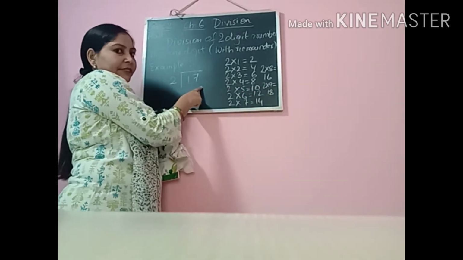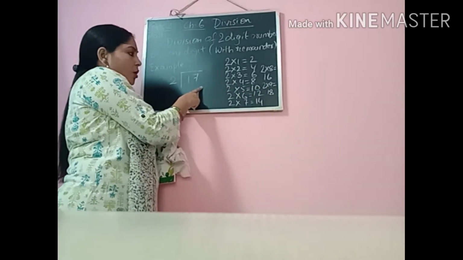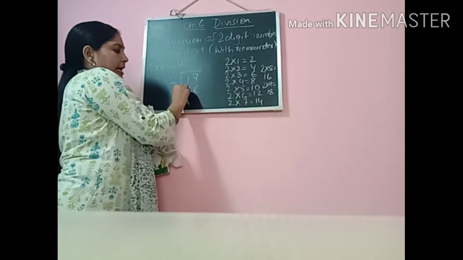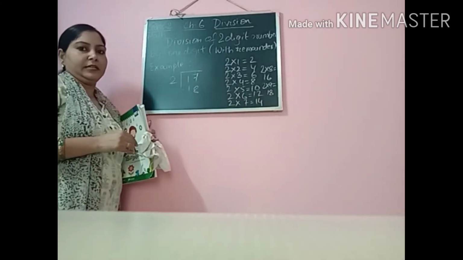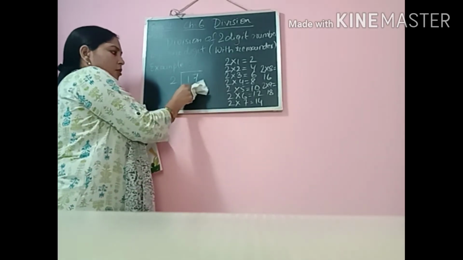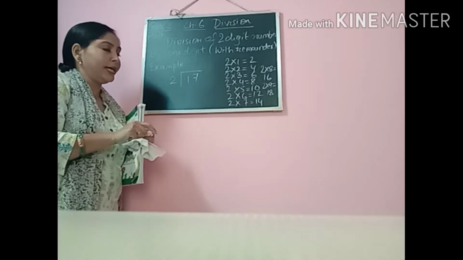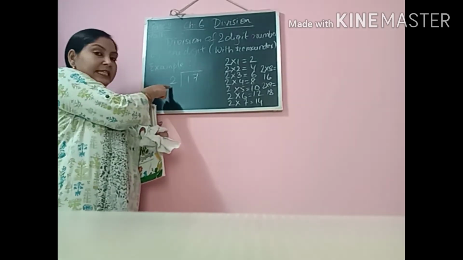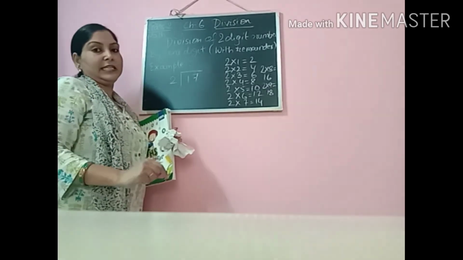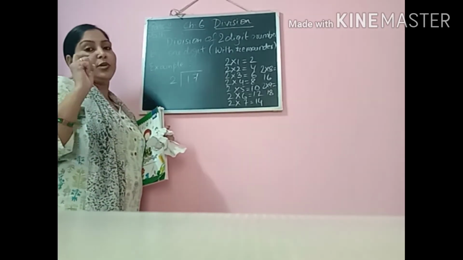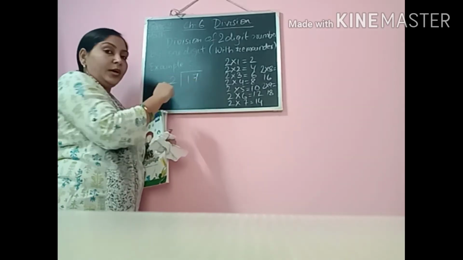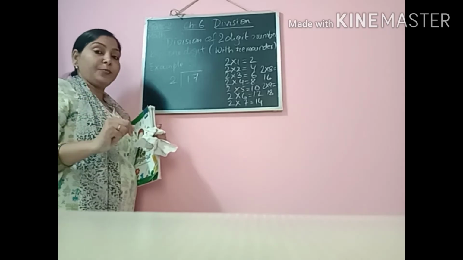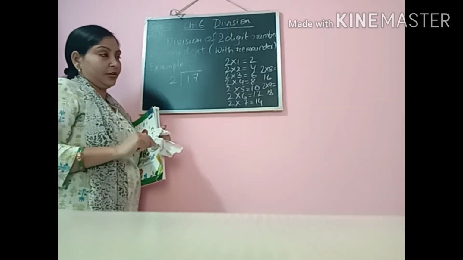18 is bigger than 17. So I cannot take 2 9s are, because I cannot subtract 18 from 17, isn't it? But we have to think of some smaller number which is very close to it, and the remainder which we will get, always remember, it has to be less than the divisor. Always less than the divisor. This concept, you keep it in your mind. The remainder, whatever comes out after subtracting, it has to be lesser than the divisor.